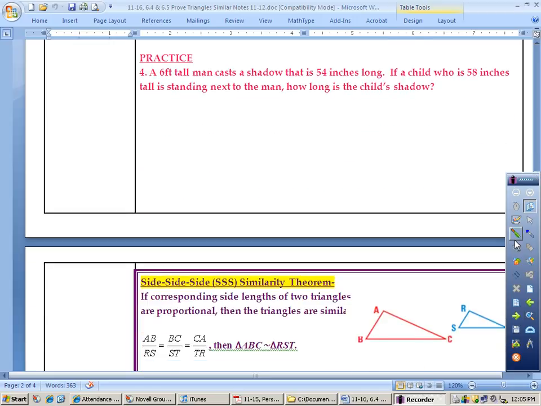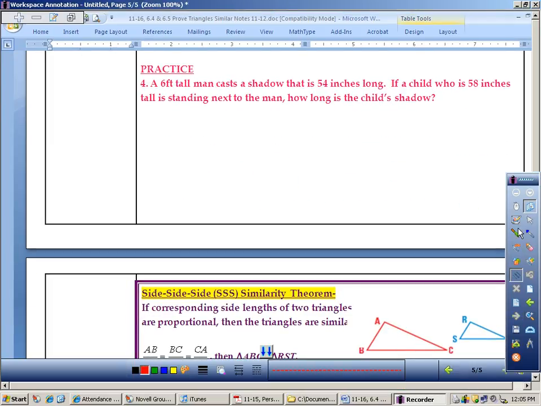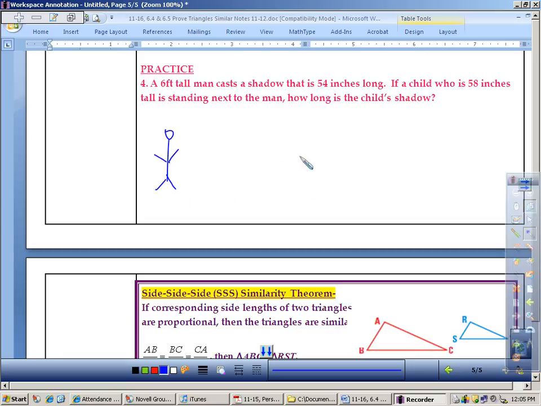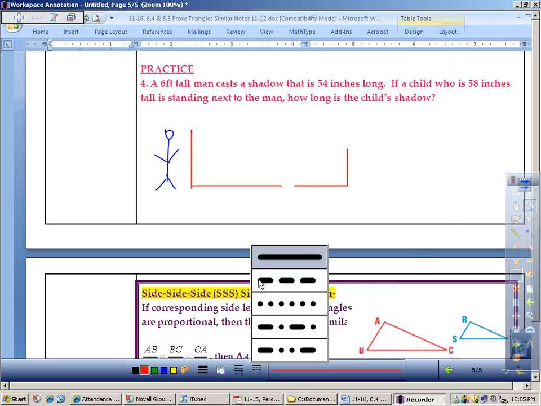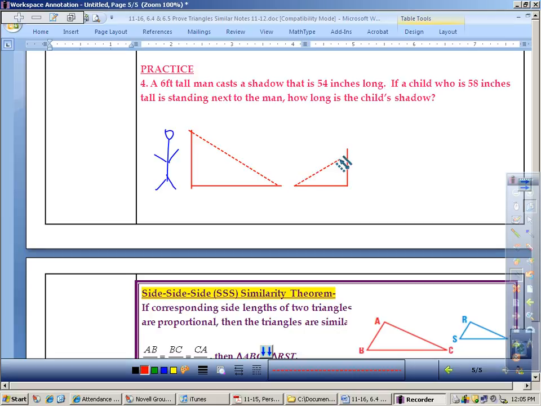Same thing in the practice here down below. You set up a similar picture. We have a 6-foot-tall man who casts a shadow, 6 feet tall, his shadow, and then we have a small child who will also cast a shadow, and 6 feet tall, 54 inches, that's 4.5 feet. I've just made the conversion here.